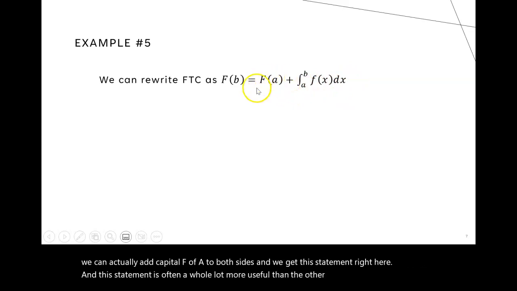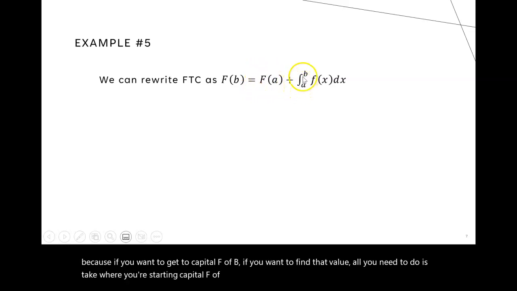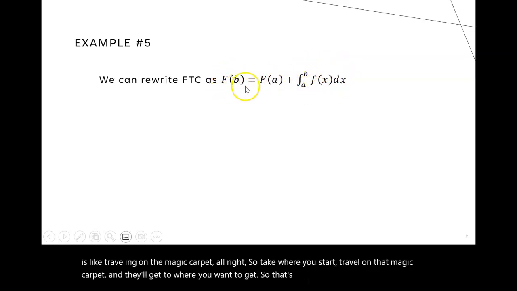The reason why is because if you want to find capital F of b, all you need to do is take where you're starting, capital F of a, and add the integral from a to b of little f of x dx. This is like traveling on the magic carpet. So take where you start, travel on that magic carpet, and then you'll get to where you want to get. So that's capital F of b.